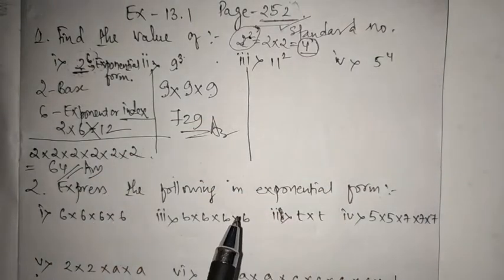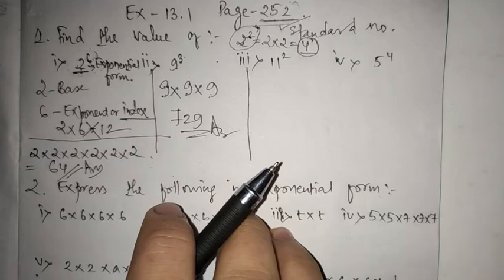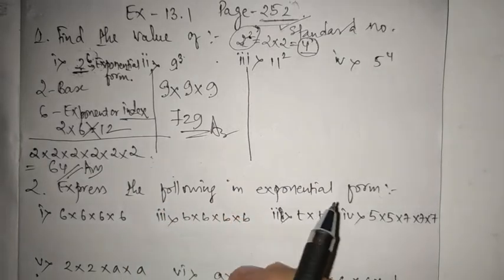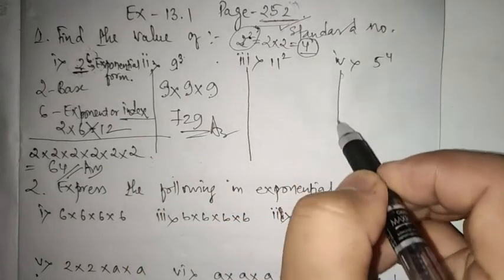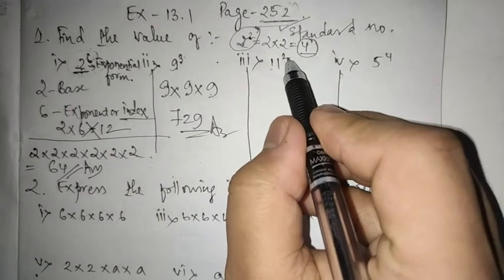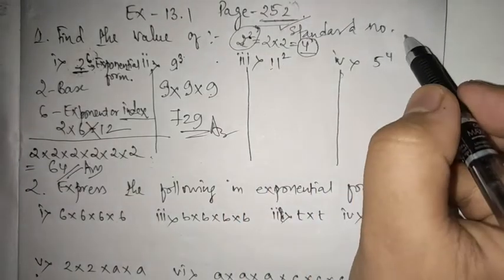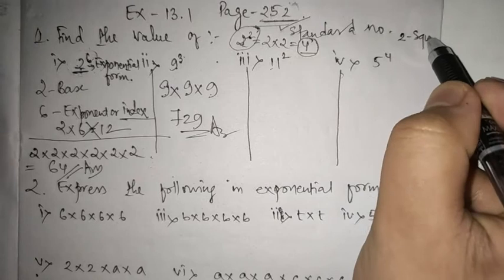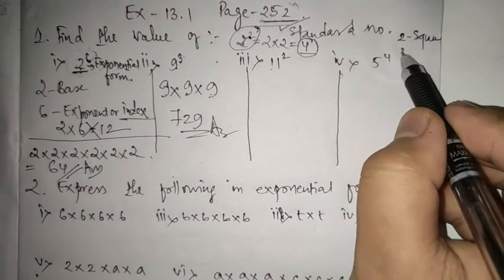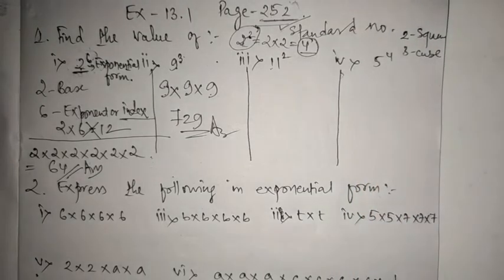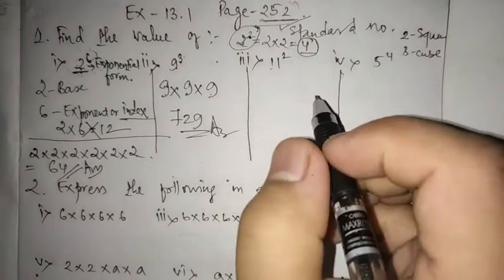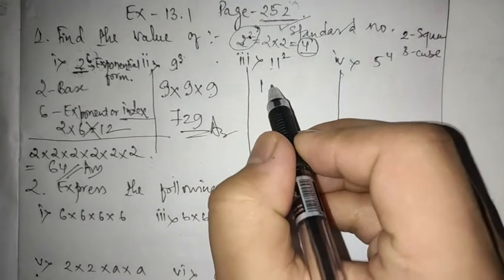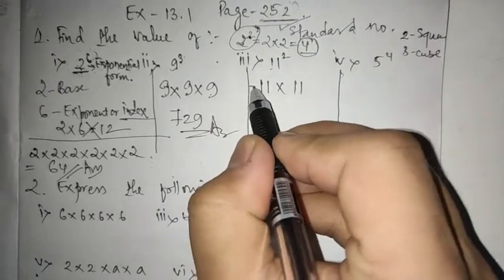You cannot write the base less than 3 or more than 3. Alright. So proceeding to question number 3. 11 square. 2 means if your power is 2, then it is square. If it is 3, then it will be cube. If it is 4, then it will move on like this only. Okay. So 11 square means 11 into 11.